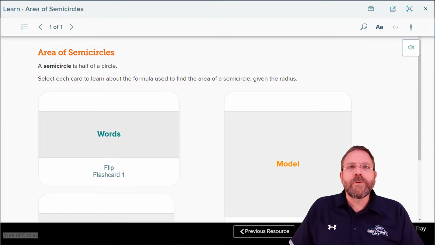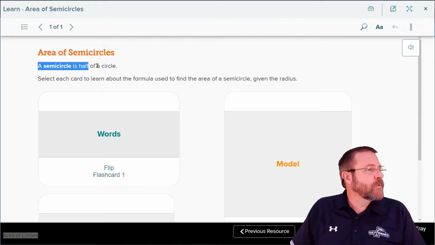Welcome back to part 2 of Module 9, Lesson 2, where we're working on the area of circles, and we're going to be starting off with what I have as resource number 10, which is going to be looking at semicircles and learning how to find the area of a semicircle.